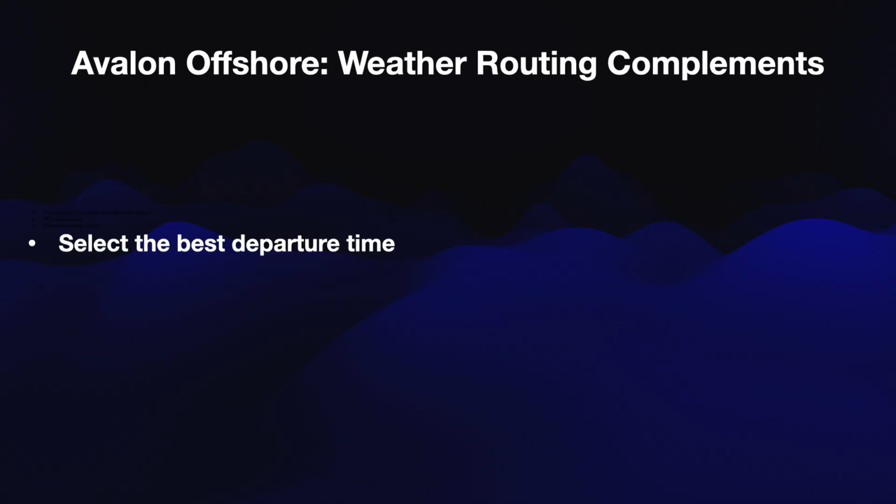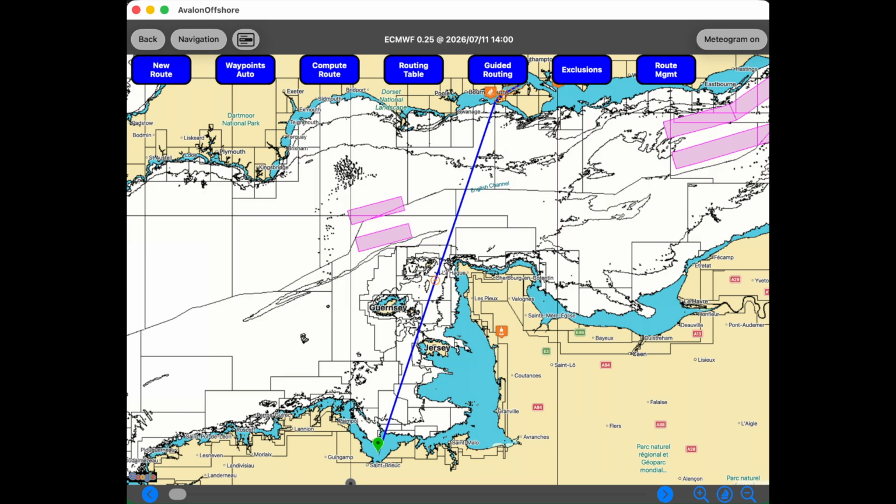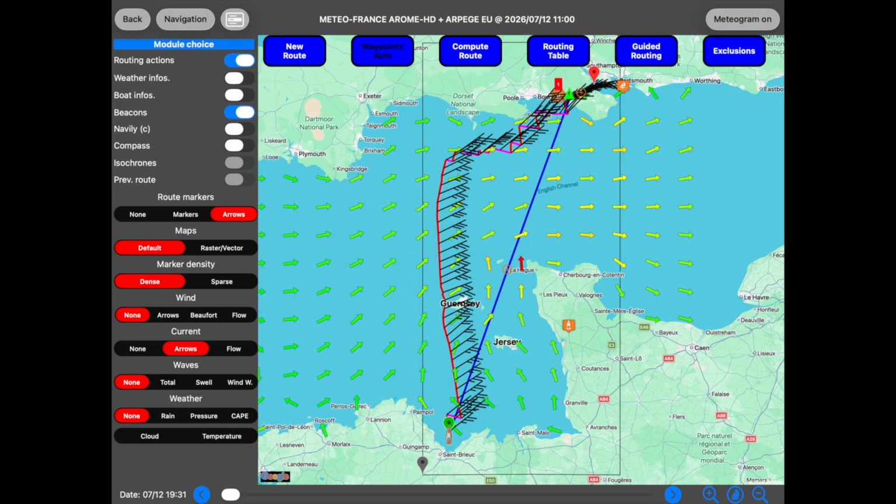For this example, we'll take a crossing of the English Channel from the Bay of Saint-Brieuc to Cowes on the north side of the Isle of Wight in England. I start by creating a new route. I long press on the Bay of Saint-Brieuc to set the departure point, then long press just off Cowes for the arrival point. I then add the automatic waypoints to properly go around the Isle of Wight. Once the route is calculated, I get the results in just a few seconds, as usual.